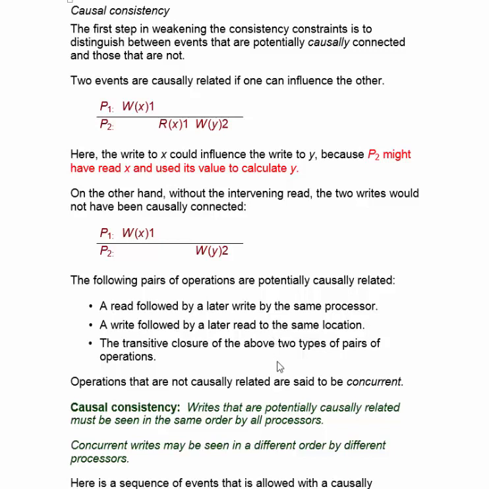And also the transitive closure of these two types of pairs of operations are causally related, because the causal chain runs between each two operations in the list. And so the first one is related causally to the last one. Operations that are not causally related are said to be concurrent.